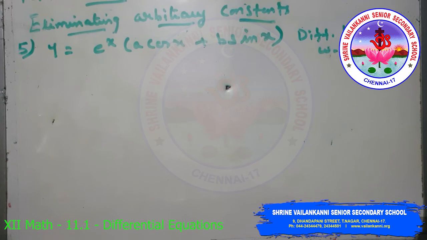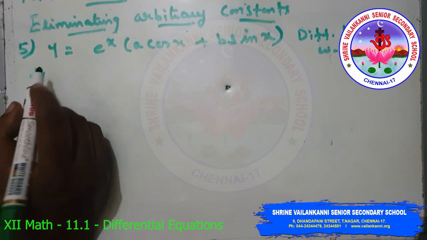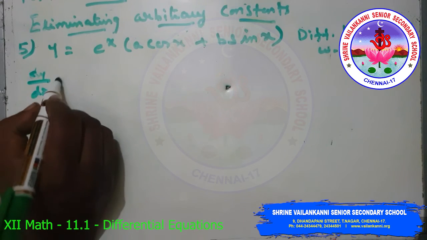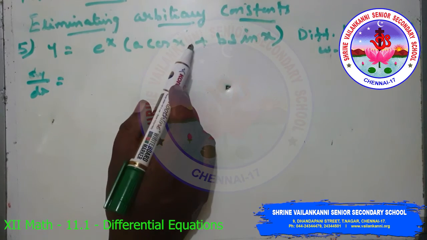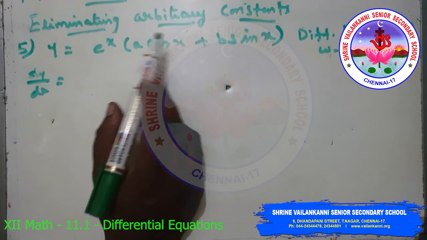Fifth question, y equal to e power x into (a cos x plus b sin x). So a and b have to be eliminated. So differentiating both sides with respect to x, we get dy by dx, which is equal to, here we have a product rule. We have to differentiate this using product rule.